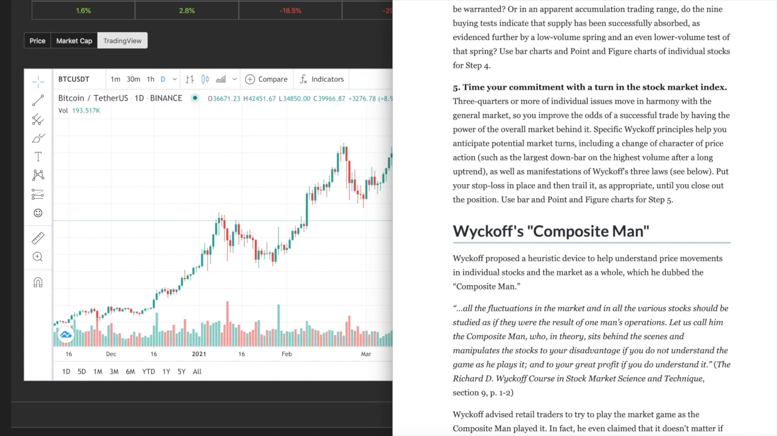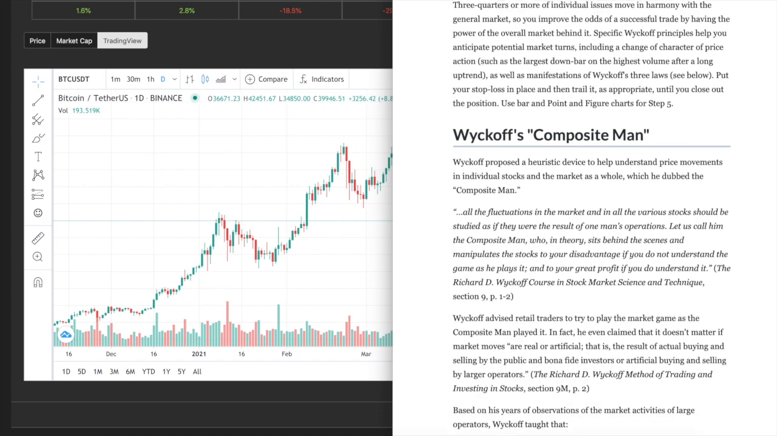And again, guys, if you are buying and holding for the long term, this is just white noise for you. So keep that in mind.